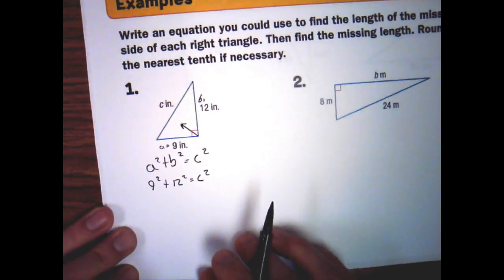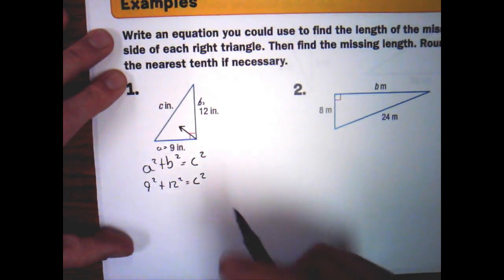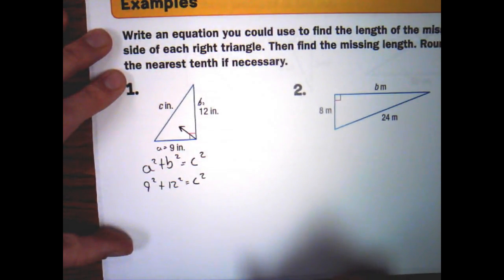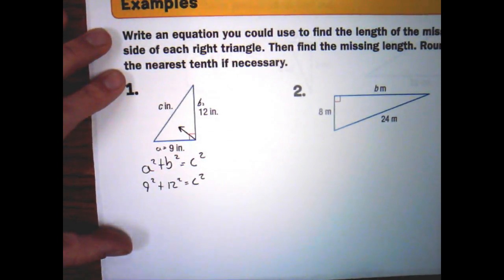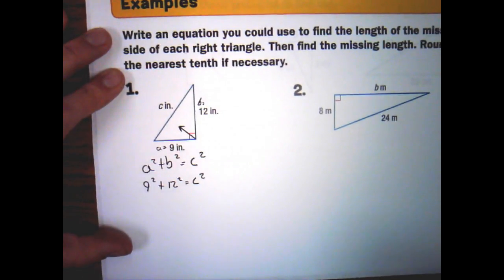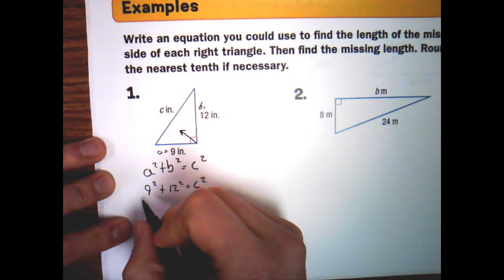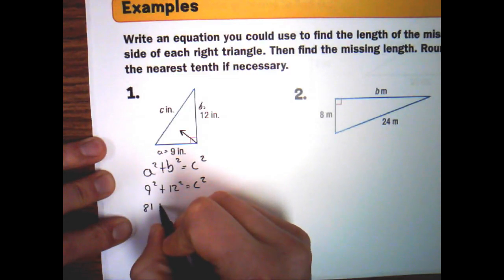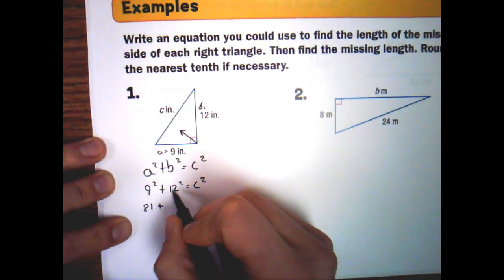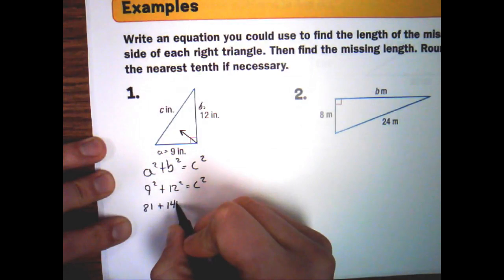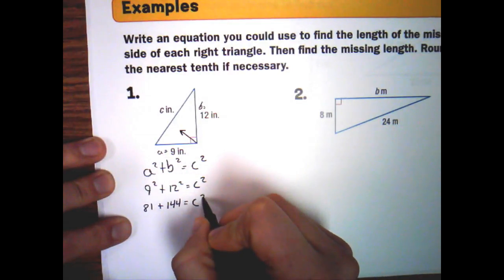Okay, so if you think back to chapter 1, we can all remember that 9 squared is really 9 times 9. It is not 9 times 2. If I wanted 9 times 2, I'd write 9 times 2. I have 9 squared because that represents 9 times 9. So that would be 81. Likewise, 12 squared is 144. And it's equal to c squared.